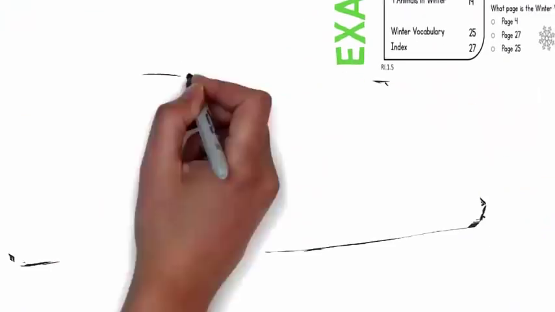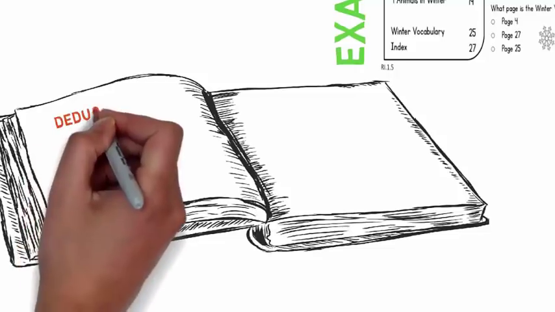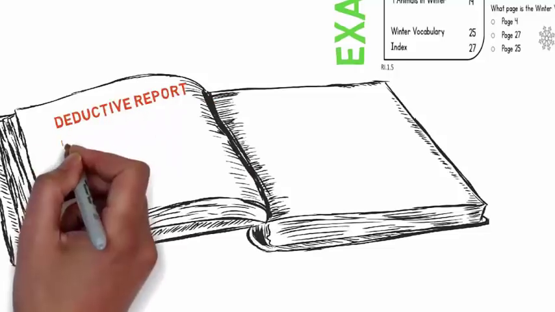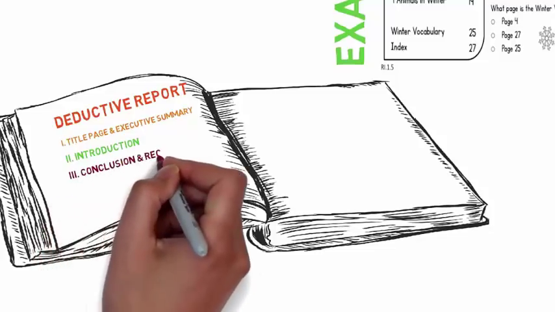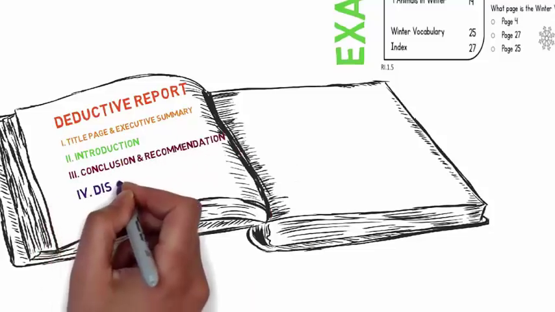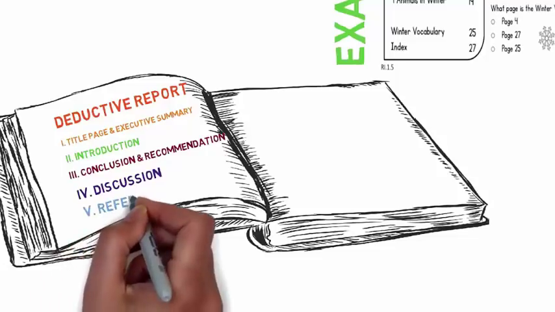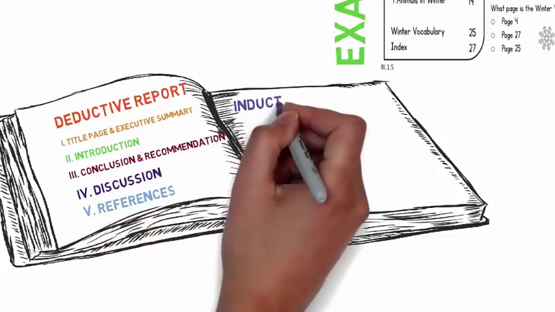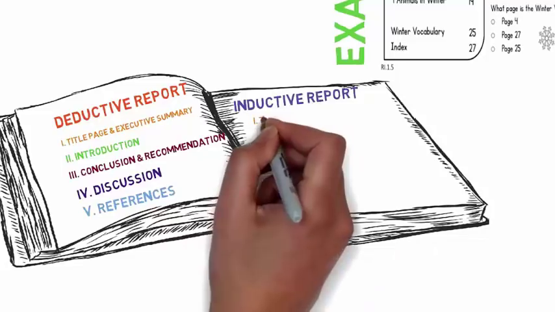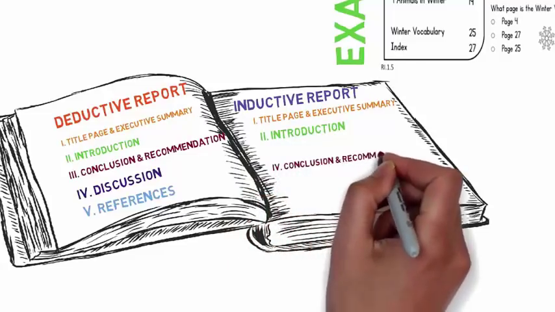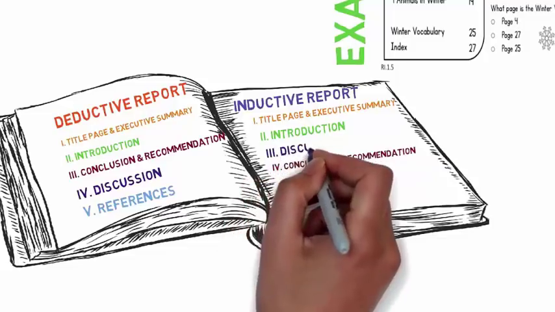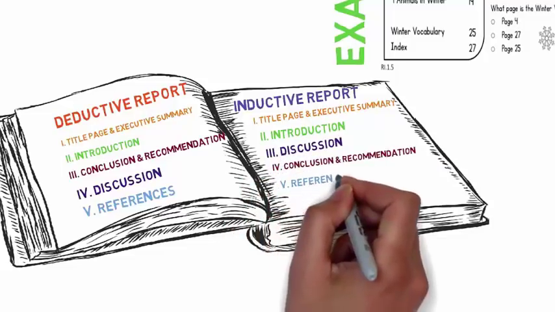2 methods can be used for organizing your body. In a deductive report, number 1 is title and executive summary. Number 2, introduction. Number 3, conclusion and recommendation. Number 4 is discussion. And the 5th one is references. Whereas in the inductive report, number 1 is title and executive summary. Number 2, introduction. Number 3, discussion. Conclusion and recommendation comes at number 4, and the 5th one is references.